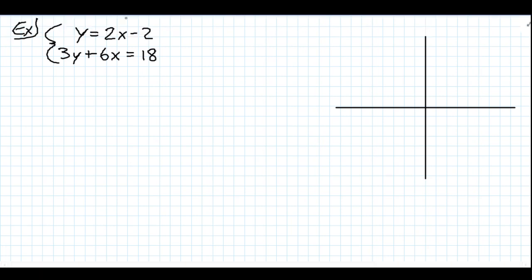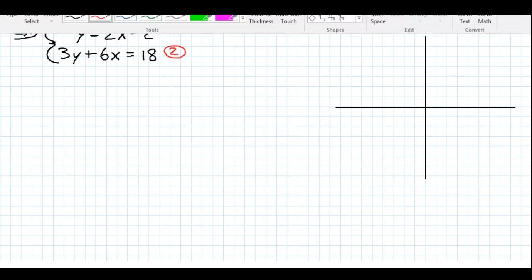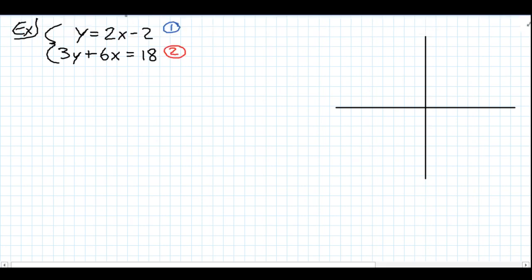When I have multiple equations, I like to color code my equations and also number them so I know which equation I'm talking about, not this one or that one. I'm going to call the first one equation number 1, and I'll call the second one equation number 2. Equation number 1 is already in slope-intercept form for us, so we can go ahead and graph this one. Our slope is 2 over 1, and our y-intercept is -2. So we're going to go ahead and graph this, going down to -2 and making a dot.